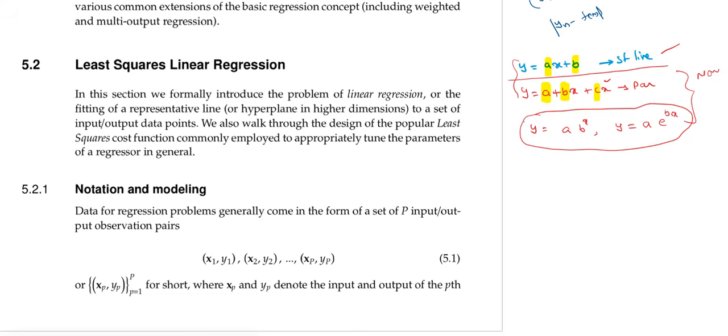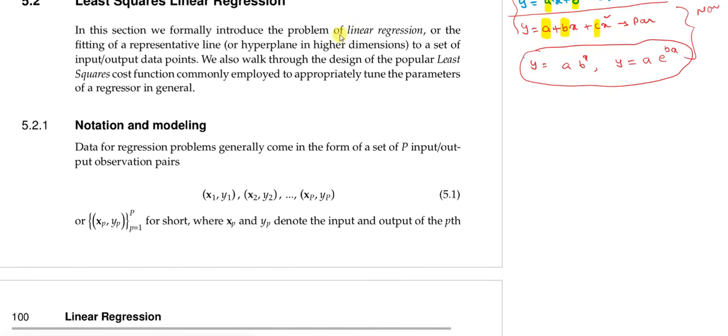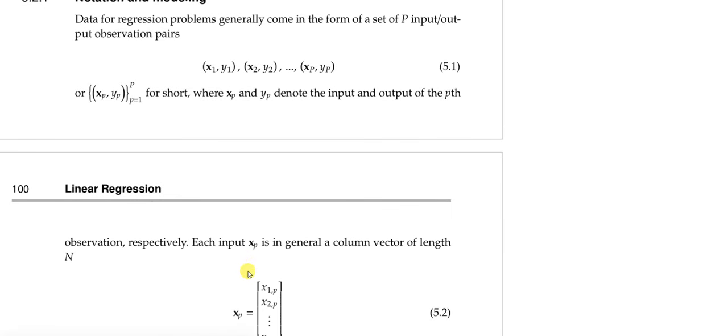In this we formally introduce linear regression, or the fitting representing a line. A line in case of only x and y as inputs; a hyperplane in case of multiple inputs or higher dimensions. And we walk through the popular least squares cost that we came across just now. Here these are the points, for example x1, y1, x2, y2 and so on, up to xP, yP, which I may represent in the compact form xp comma yp, for p equal to 1 to capital P.